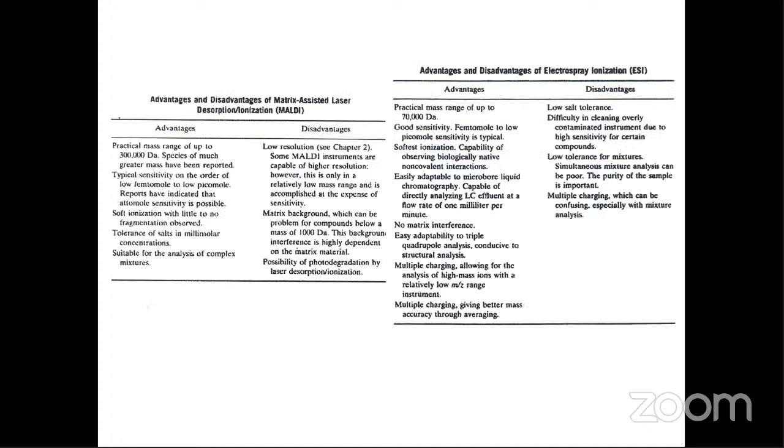So there are many advantages and disadvantages of MALDI. There are many advantages and disadvantages of electrospray, because any system, if it has many advantages, it will also have disadvantages. So if you look at MALDI, it can go up to very large mass. It's got lower resolution. It's a soft ionization. Okay, so if you want to really break, it becomes difficult.